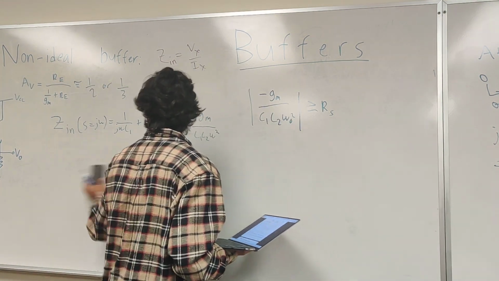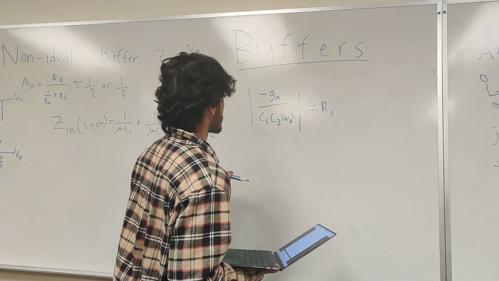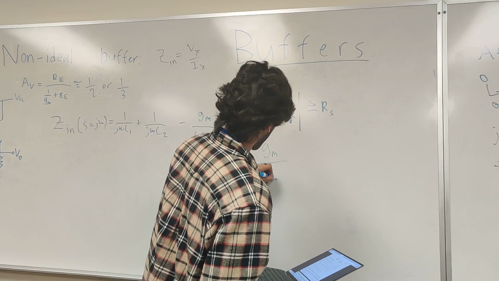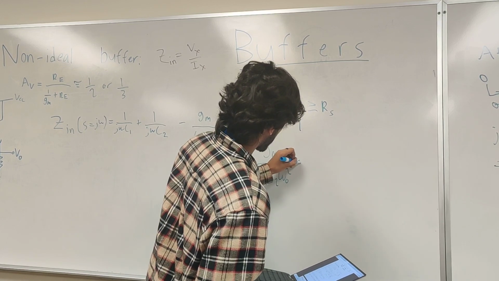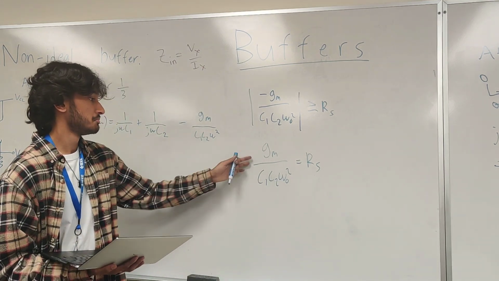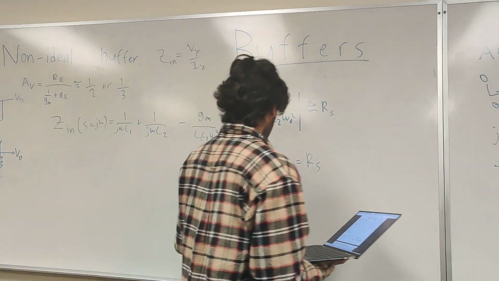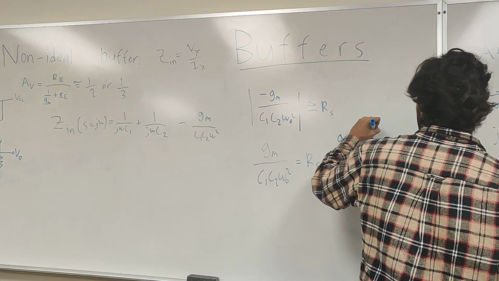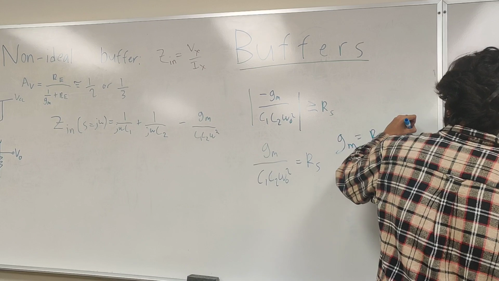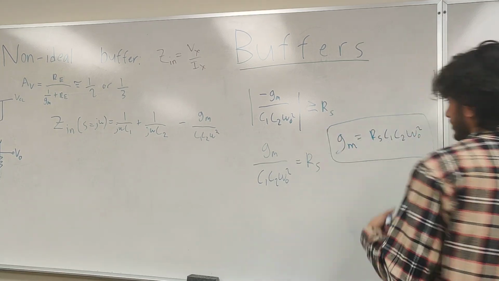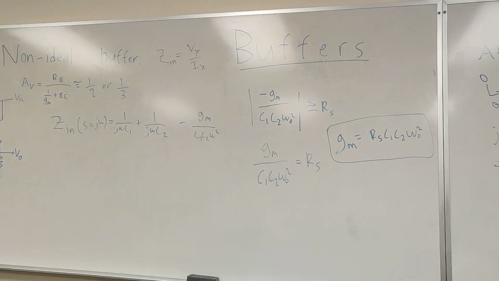So what we'll do is say gm over C1, C2, omega naught squared is going to be equal to RS, right? And now we can solve for gm. And that's it, that's all we've got to do: bias our transistor such that we get this value.